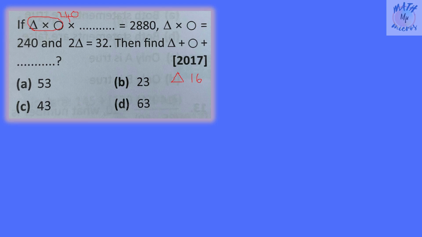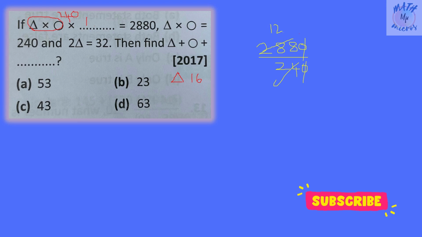The unknown is 2880 divided by 240. So to find the unknown, when you divide 2880 by 240, you cancel out the zeros, and 24 times 12 is 288. So the unknown here is 12. So I am going to represent this unknown to be 12. Since we found the unknown to be 12 and we found the triangle to be 16.